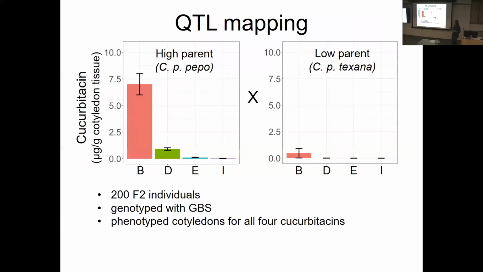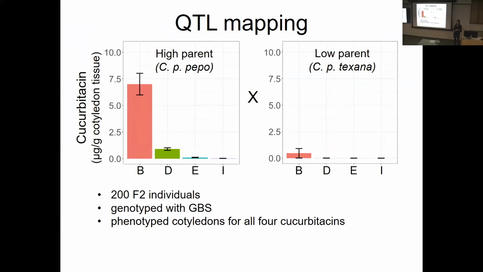And the high parent has, again, cucurbitacin B is the highest, then followed by D, E, and I. Expression of all of these are highly correlated. So if you're high in B, you'll be high in the rest of them. And while it's hard to see, cucurbitacins E and I are appreciably higher in the high parent than the low parent. So I looked at 200 F2 individuals.